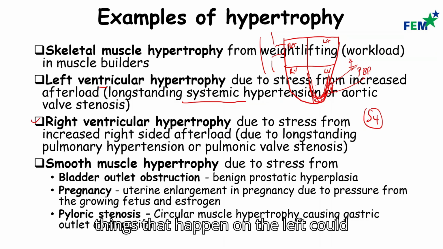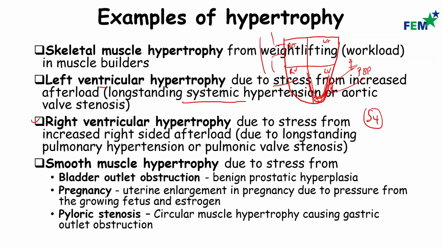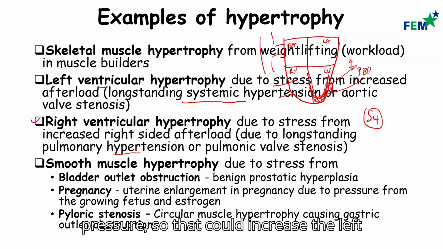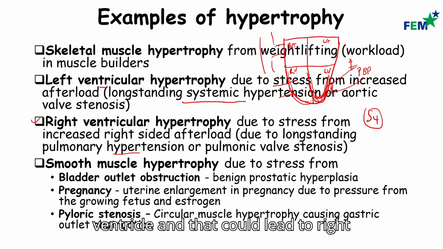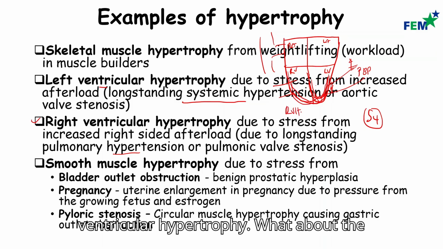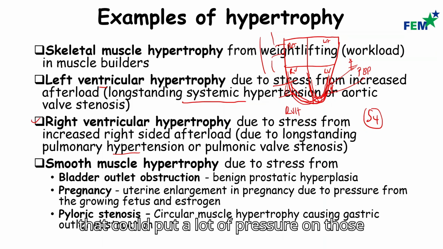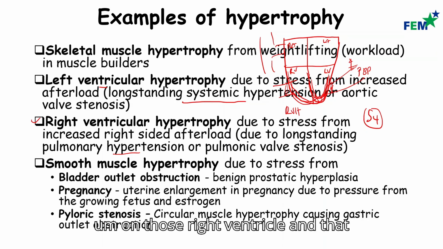The next one is right ventricular hypertrophy. A similar thing that happens on the left could happen on the right. If somebody has long-standing pulmonary hypertension, whereby they have very high pulmonary pressure, that could increase the right ventricular afterload and put a lot of stress on the right ventricle, and that could lead to right ventricular hypertrophy. What about the valve? If somebody has pulmonary valve stenosis, a similar thing could happen. That could put a lot of pressure on the right ventricle and lead to right ventricular hypertrophy.